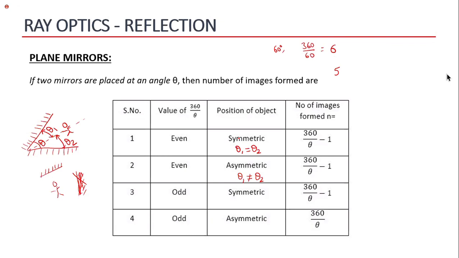Now, if your value of 360 by theta is odd, for example, take 360 divided by 72. How much is it? 5. It is odd. Yes, sir. And if it is symmetric, then the number of images formed is 4. Sir, how do I know if it is symmetric? Use your brain, you will understand it, right? 72 splits into 36 and 36.